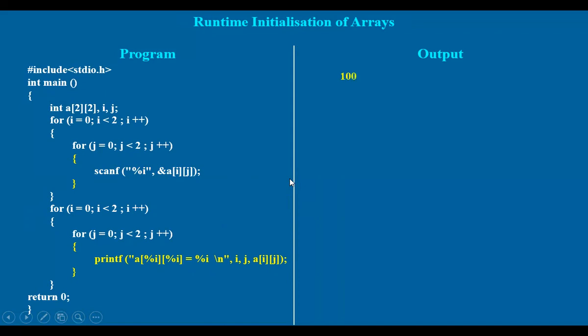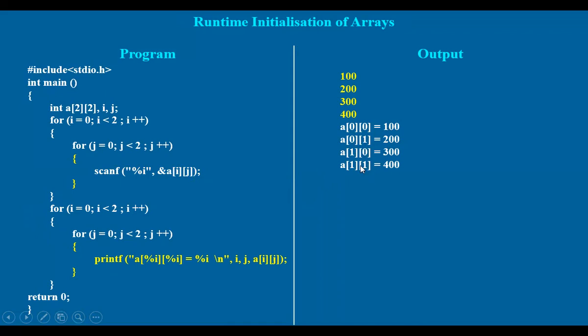Now compile and execute. We enter these 4 values, for the 2 by 2 matrix. Once they are entered, this part is over. From this part, it comes into existence, executes, and displays the values like this. So A00 is this much, A01 is this, like this.